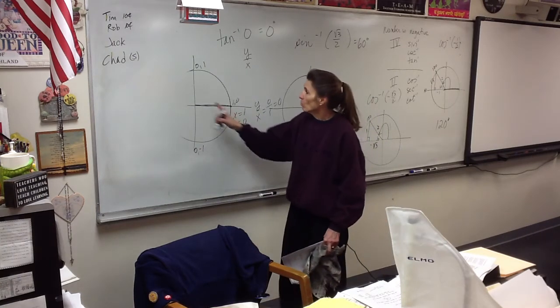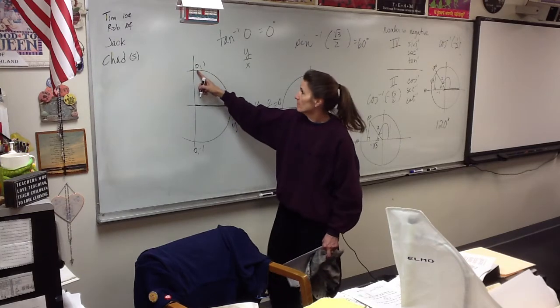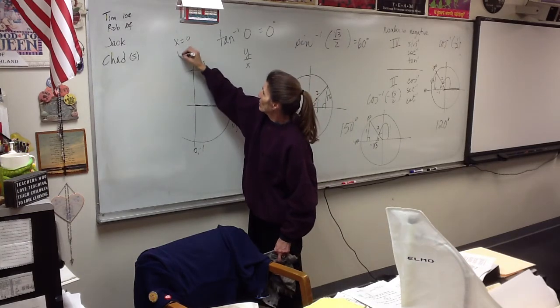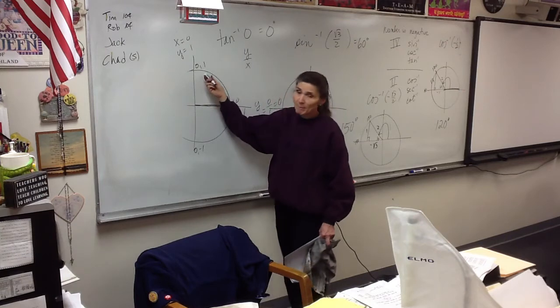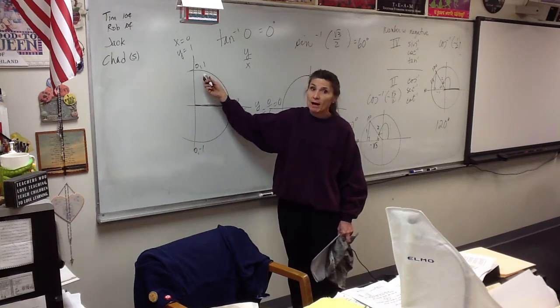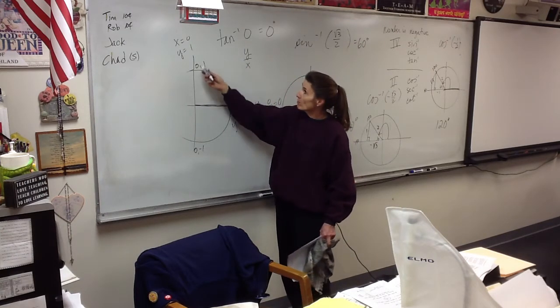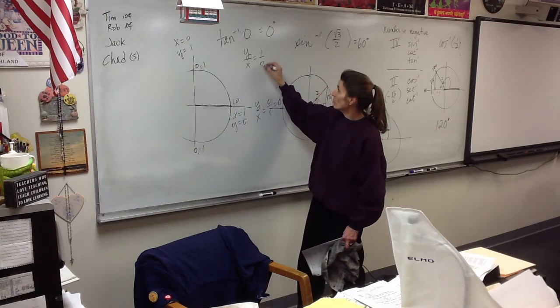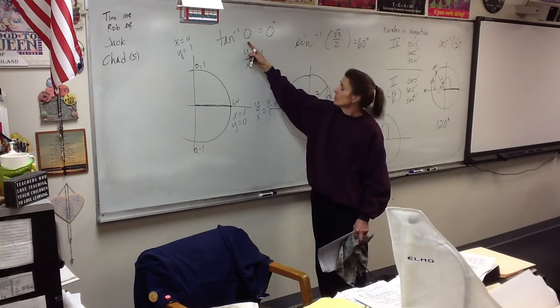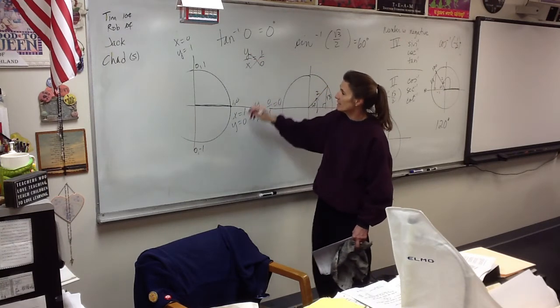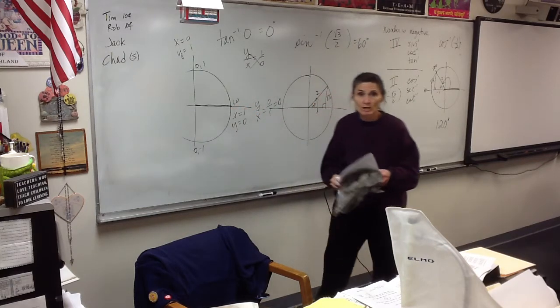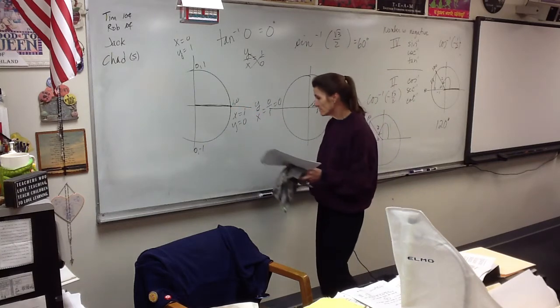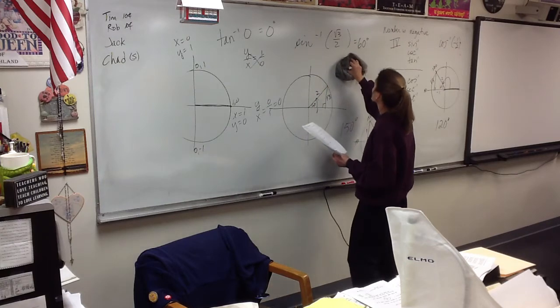Now, what if we would have looked up here? X is 0 and y is 1. What happens when you do the tangent up there? Well, you put y/x, that would be 1/0. Is that 0? No, it is not. It's undefined. This is the answer to the question. The tangent of 0 is 0.